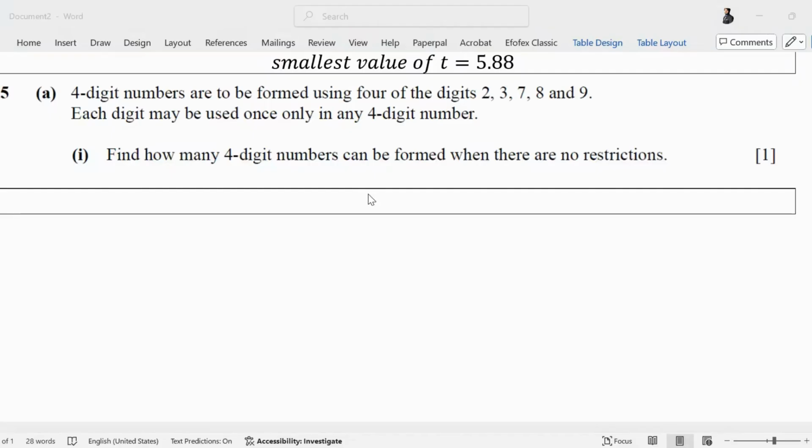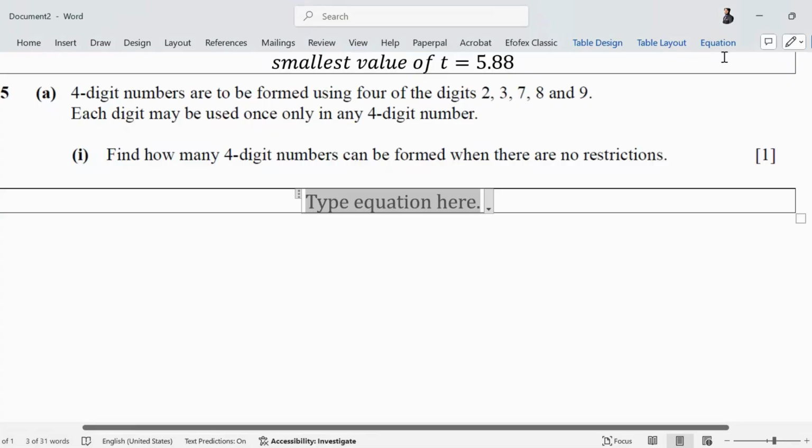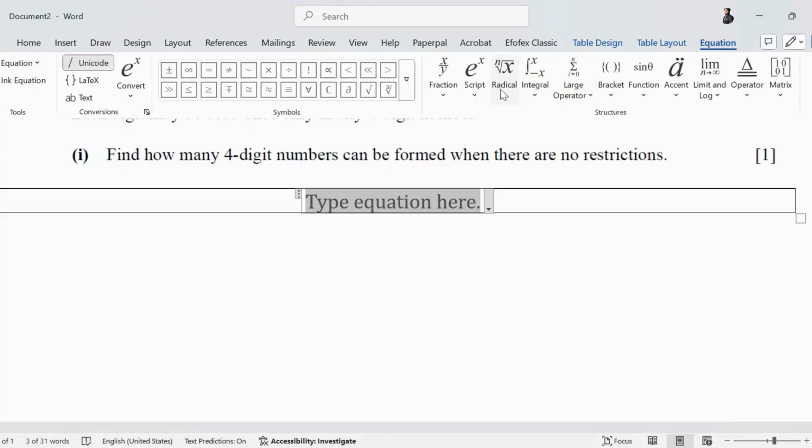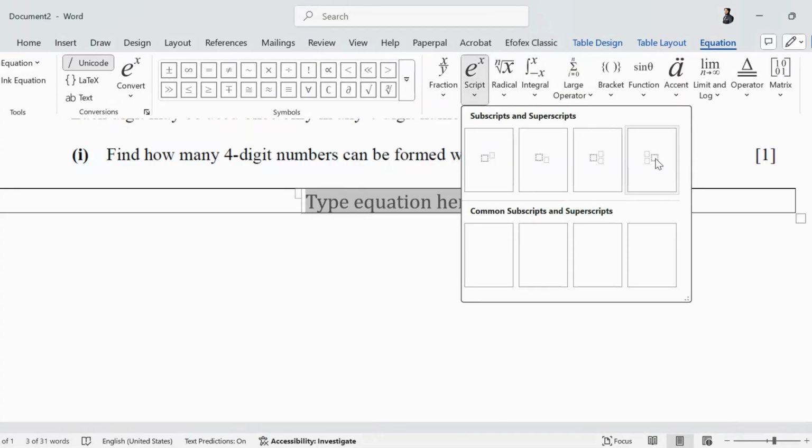4-digit numbers are to be formed using 4 of the digits 2, 3, 7, 8 and 9. Each digit may be used once only in any 4-digit number. No number can repeat. Find how many 4-digit numbers can be formed when there are no restrictions. Very good. 5, 4, 3, 2. Easy as that. Use your calculator. Tell me what do you get.